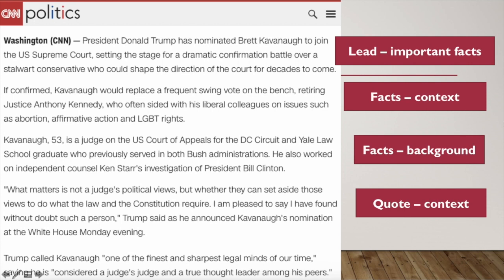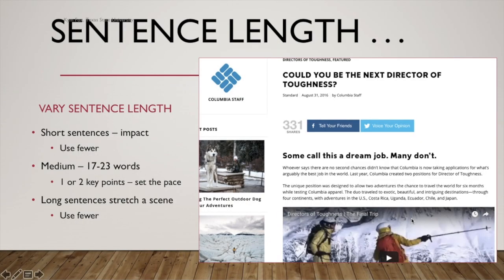Again, with Brett Kavanaugh. The lead has the important facts that Trump nominated Brett Kavanaugh for the Supreme Court. Some basic facts. Then we have some more context. If confirmed, Kavanaugh would replace a swing vote, which gives you a little more context. Then we have some more facts and background. Kavanaugh, 53, is a judge with the U.S. Court of Appeals, et cetera, more information about him. And then we come to a quote. Here's a quote about why he was chosen. So you keep moving down the story with information, and we may not even get to the bottom, right? That's just the way it is.